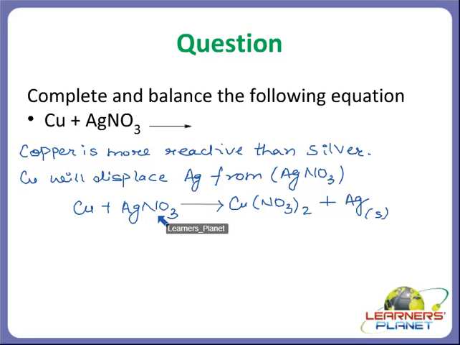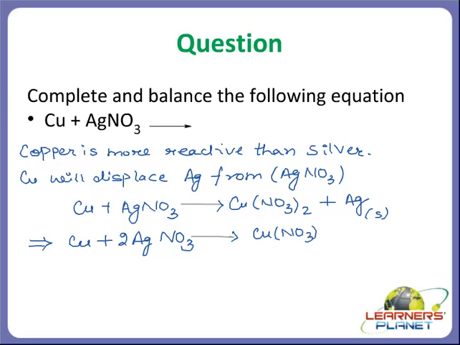Okay, children. Now what all are the things here? On the LHS side, NO3 is 1, whereas on the RHS side, NO3 is 2. So how are we going to balance this? What I can do is put the coefficient 2 in front of AgNO3. So what I'll get is 2AgNO3, and it gives Cu(NO3)2 plus 2 silver.